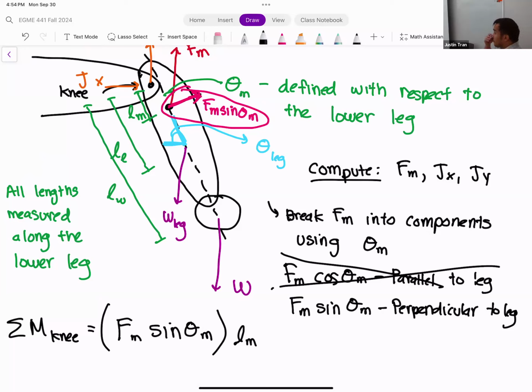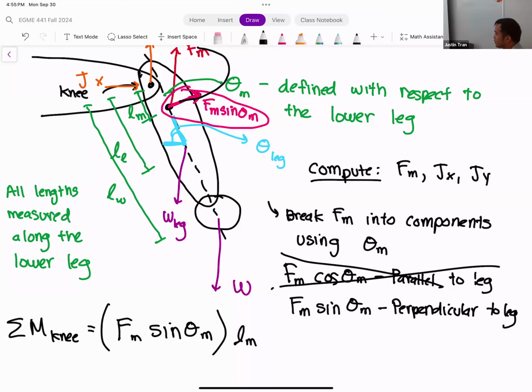And then we need the sign for this moment here, right? If we look at the sign of Fm sine theta m, we can see that it produces a counterclockwise moment if we trace it around the joint. And so this moment contribution here is going to be positive, right? Fm sine theta m Lm.